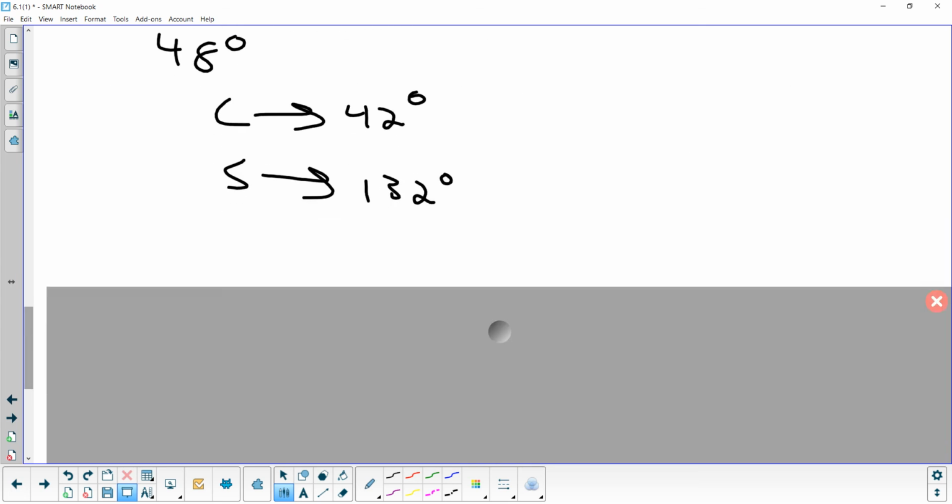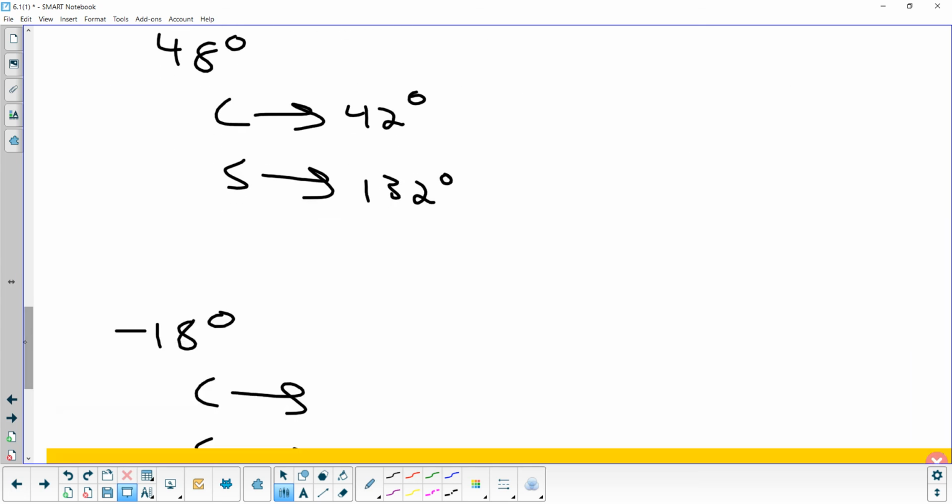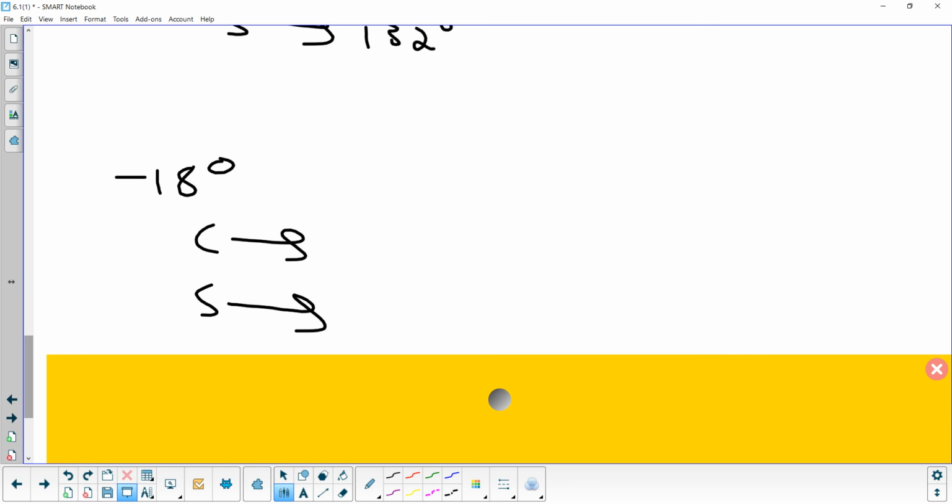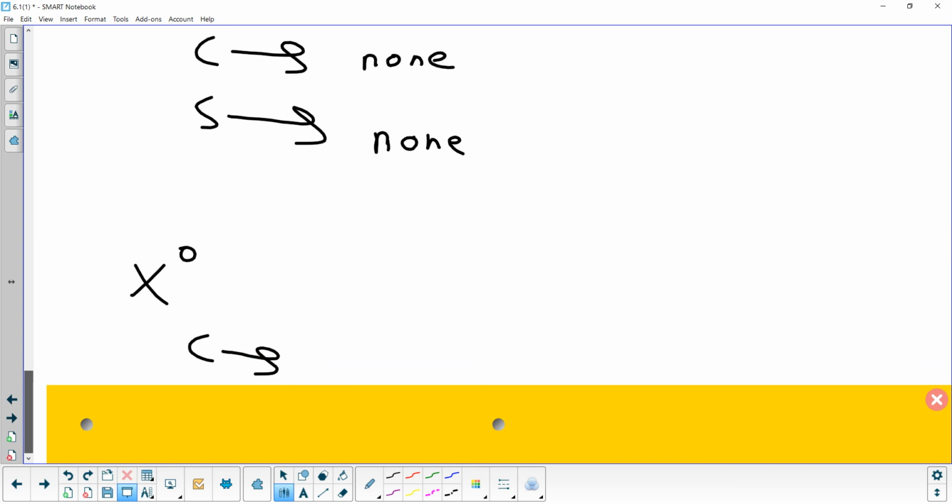All right, how about negative 18 degrees? What's the complement? Yep. Undefined. There is no complement, undefined. Supplement? Undefined. Yep. Can't do it. That was the answer for that.